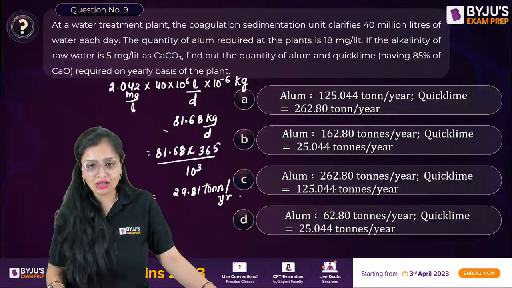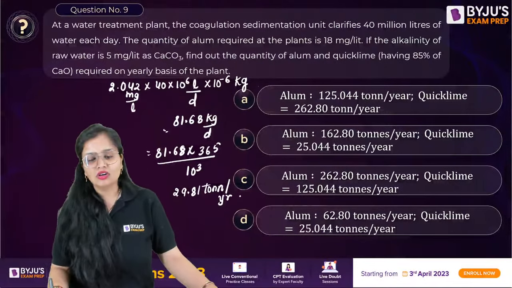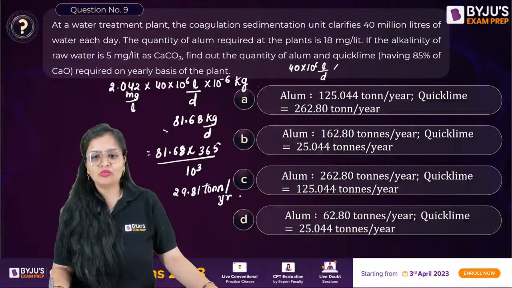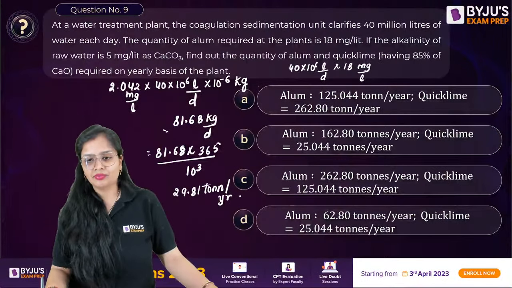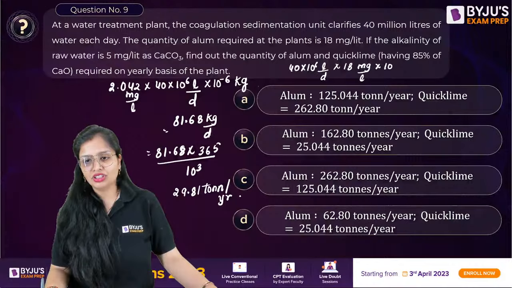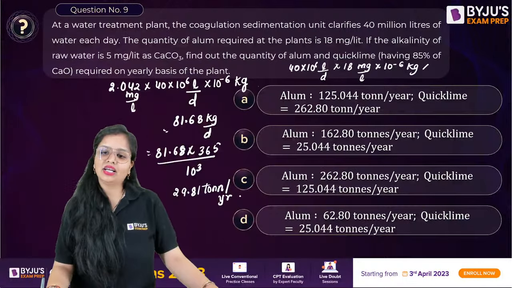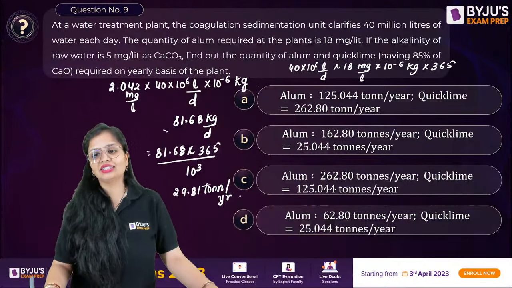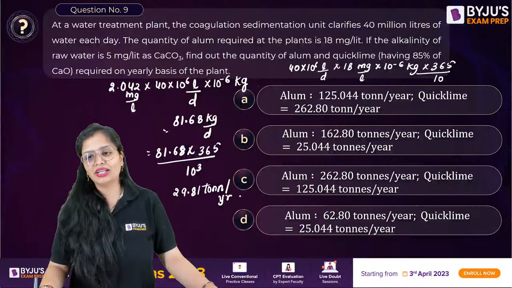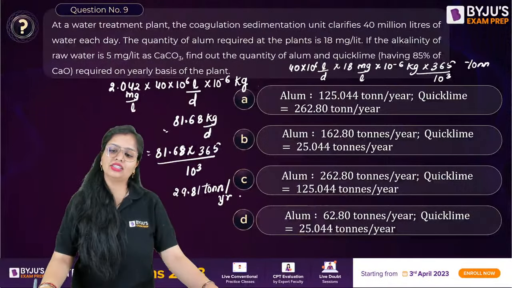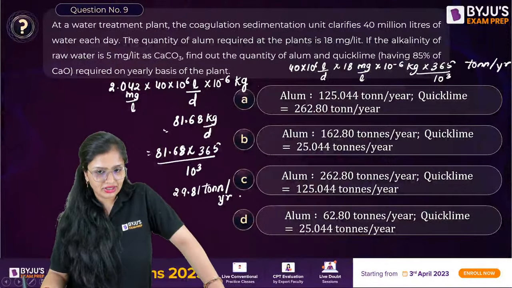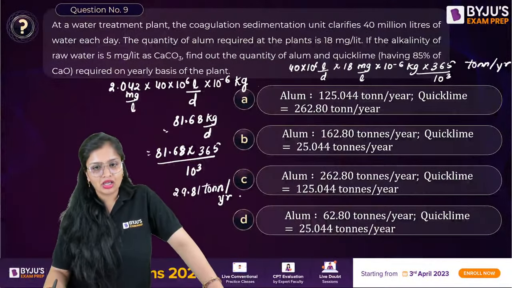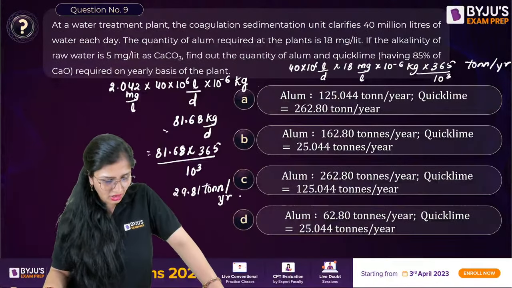Talking about alum required, that is very much simple. 40 into 10 raised to power 6 liters per day is there. And how much is alum? 18 mg per liter. So converting mg into kg, day converting into 365 days and dividing by 10 raised to power 3 for getting answer in tons per year. There's no mistake. Just check it out if there is any. Okay. The concept is clear.